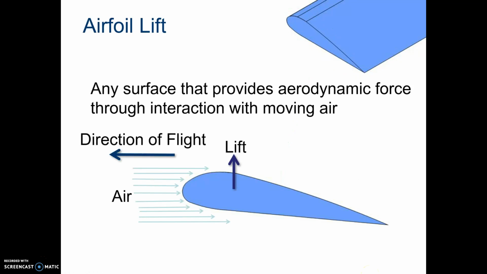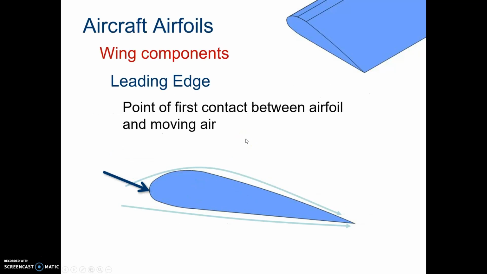So any surface that provides aerodynamic force through interaction with moving air. So we have a direction of flight going to the left. Of course, air is going to the right. As it hits our airfoil, then that generates lift. Leading edge, you can just draw a little arrow, point to that. Point of first contact between airfoil and moving air.